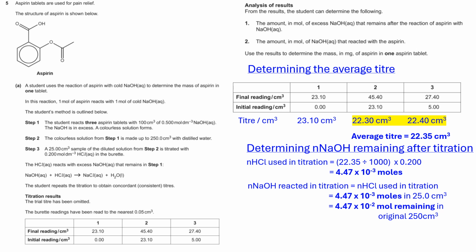But what we want to do is imagine what would happen if we titrated the whole lot. In other words, the original sample into which 3 aspirin tablets went. So that scaling up process indicates how much of the original would have reacted if all of it had been titrated. It's simply a scaling up times 10.